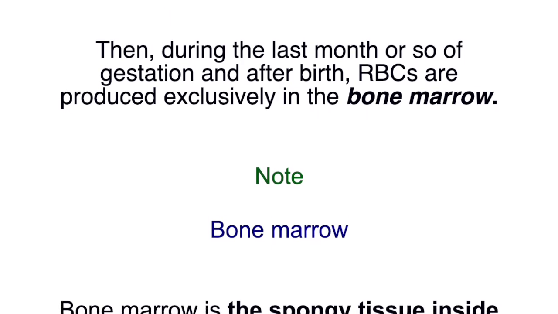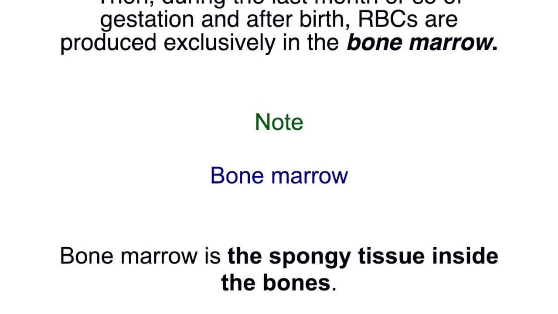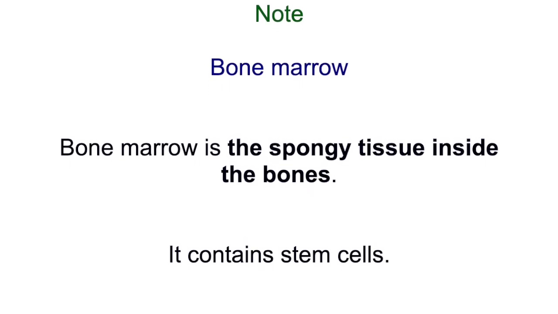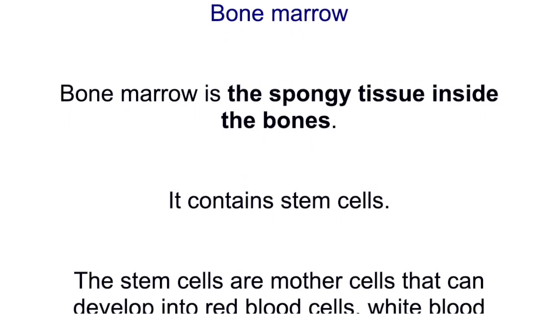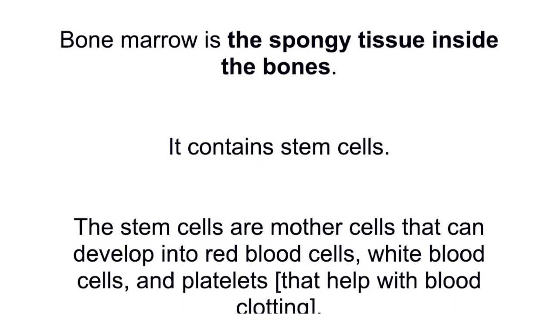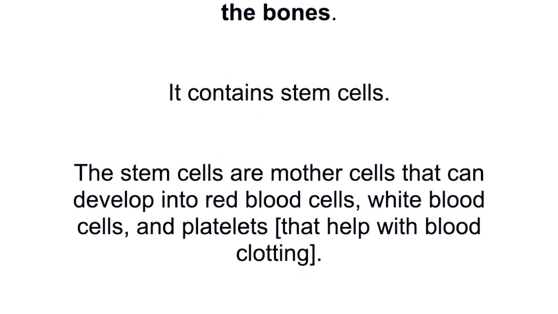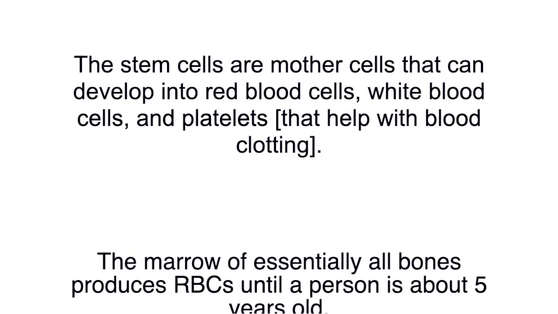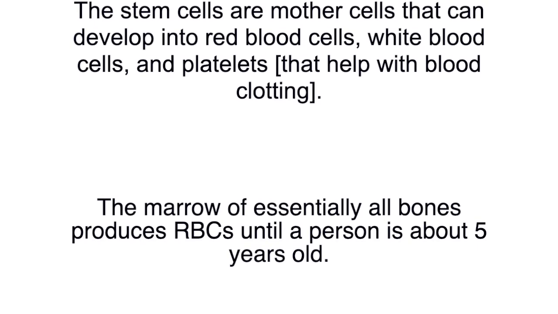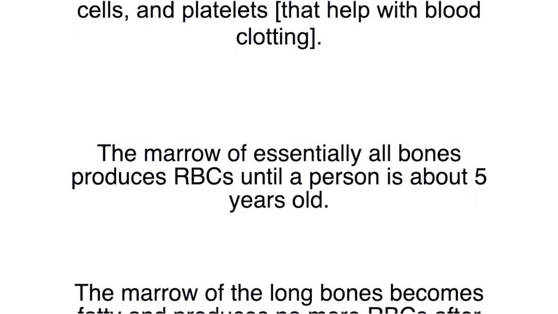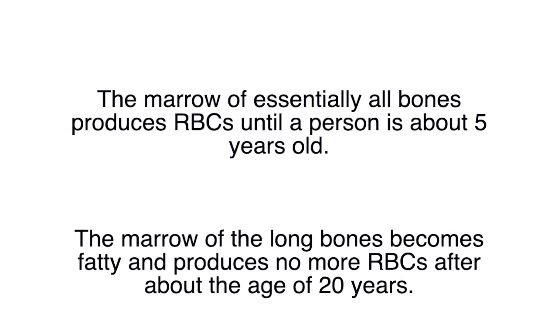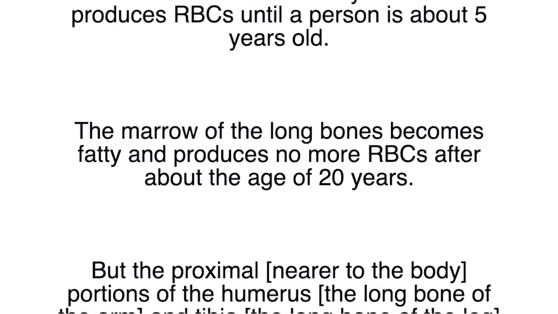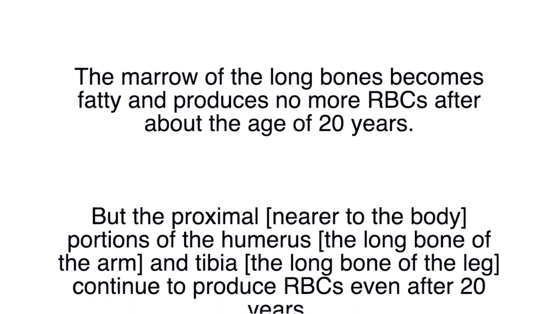Note: bone marrow is the spongy tissue inside the bones. It contains stem cells. The stem cells are mother cells that can develop into red blood cells, white blood cells, and platelets that help with blood clotting. The marrow of essentially all bones produces RBCs until a person is about 5 years old. The marrow of the long bones becomes fatty and produces no more RBCs after about the age of 20.